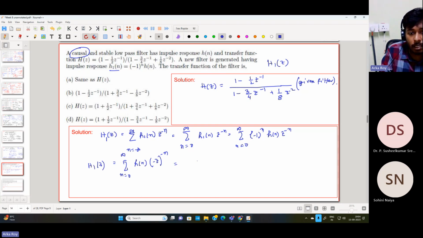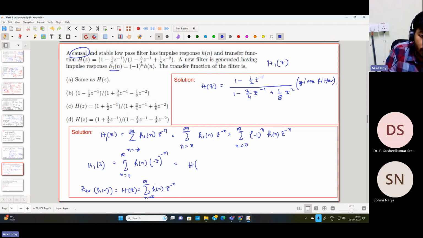minus z. Conversely, if I write in terms of H of z, the z transform of h[n] is basically H of z equals the sum of h[n] z to the power minus n, with n running from 0 to infinity. Over here, what is happening is that we are transforming in terms of minus z. So in place of z, it would be minus z. So H1 of z is equals to H of minus z.